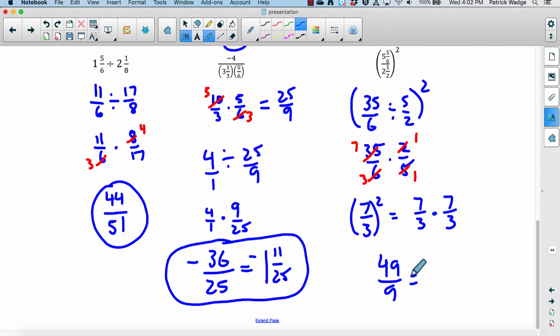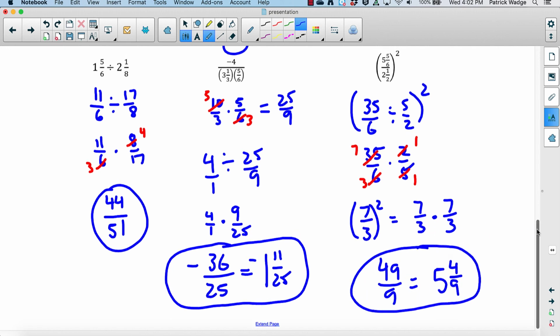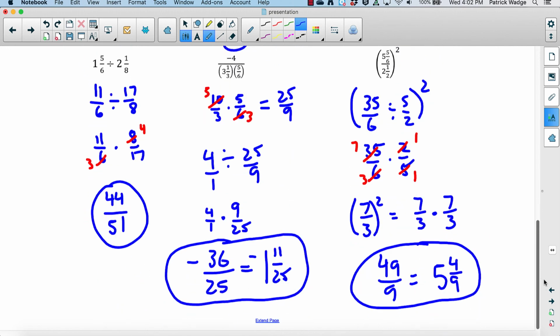And if you want to put it in mixed, how many 9s go into 49? 5. That gets us up to 45. You need 4 more to get up to 49. The denominator stays the same. Either one of those is good. Did we have any negatives in that question? No, there was no negatives. So I think that's it.